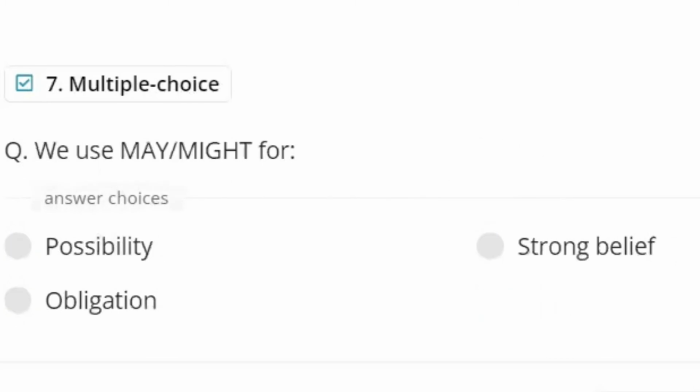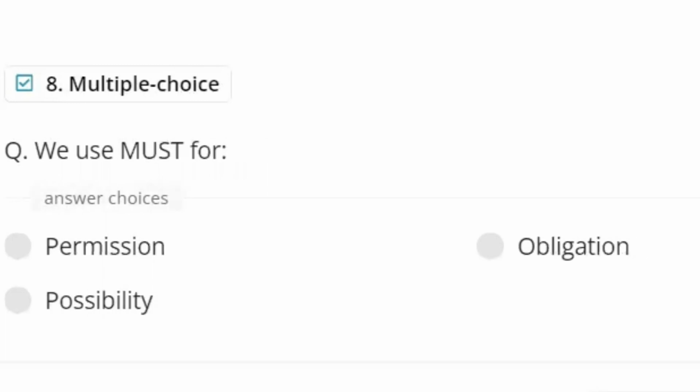We use may and might for, try to remember, possibility, or obligation, or strong belief. Yes, may. This may happen, 50% I'm sure and 50% I'm not sure. This is a possibility. Excellent. Present possibility, and I have told you that might is much weaker than may to make a possibility.